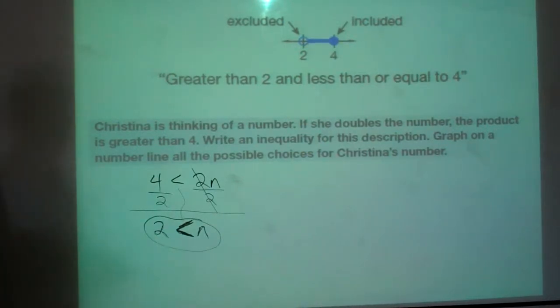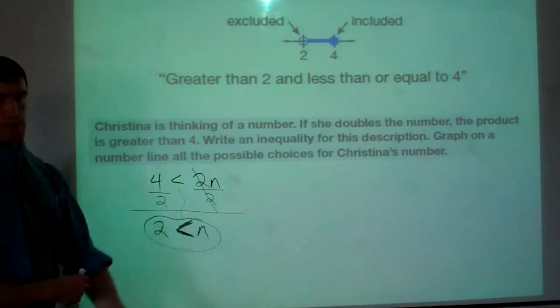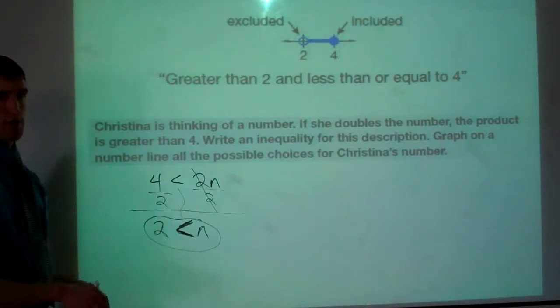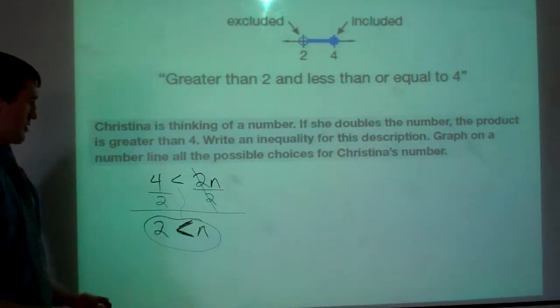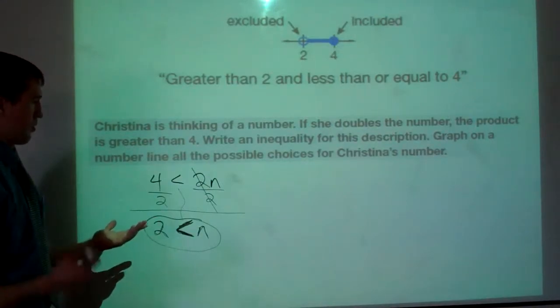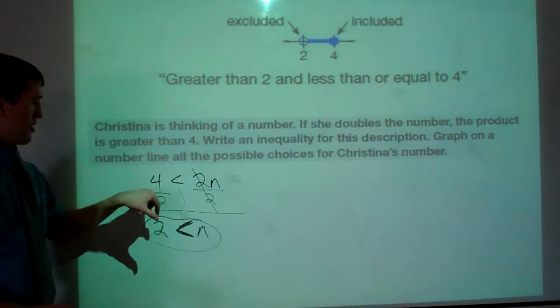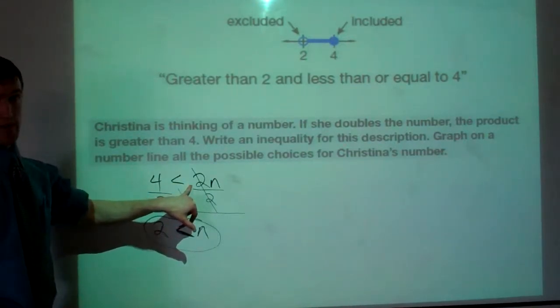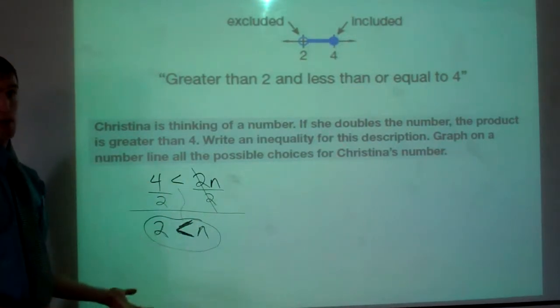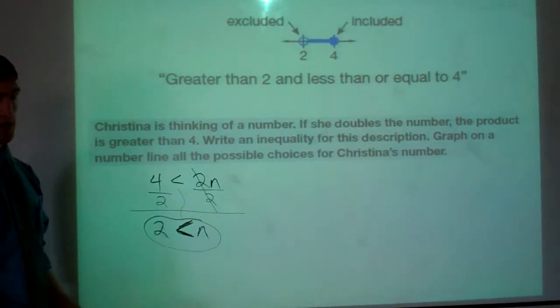And let's see if that makes sense. If she doubles the number, it has to be greater than 4. So, wouldn't n have to be greater than 2 in order for the product to be bigger than 4? Yes, because if I said a number and I said 1, 2 times 1 is not greater than 4. But 2 times 2.5 is 5, which is greater than 4. So n does have to be bigger than 2 to make this possible.